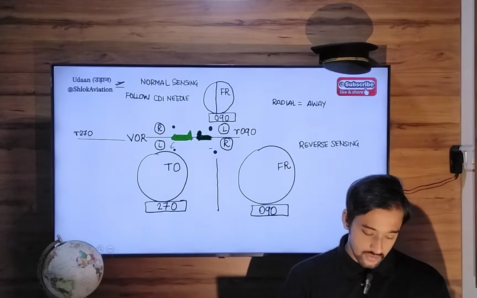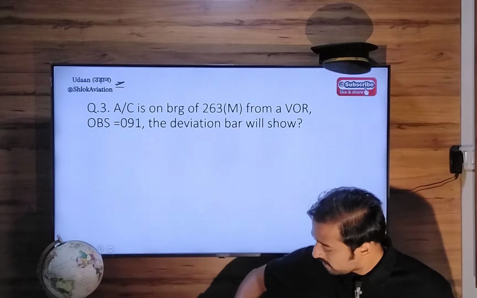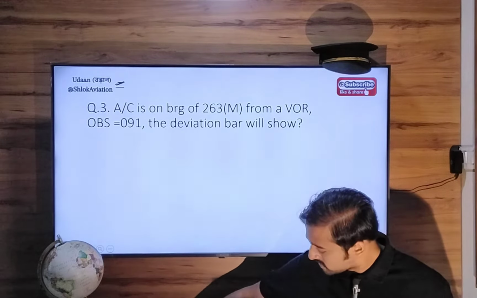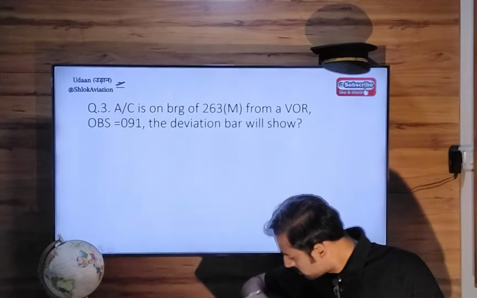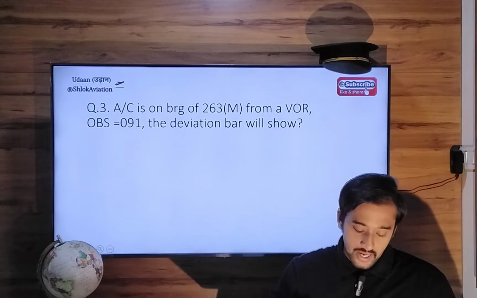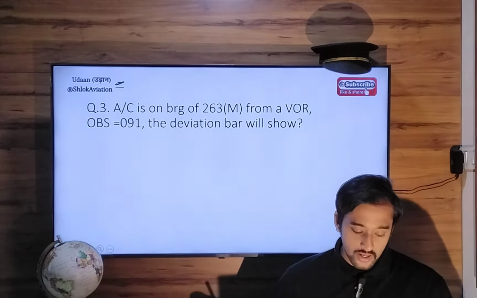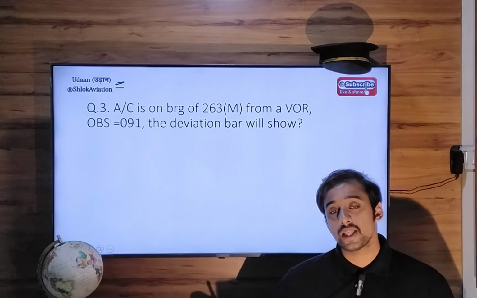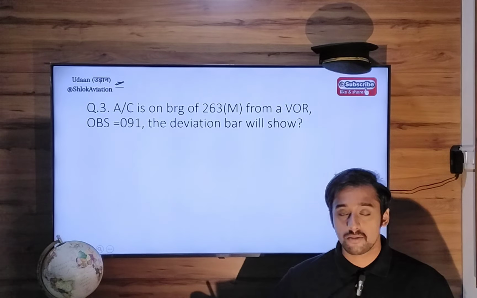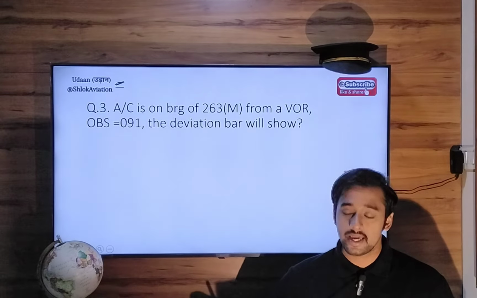Question 3. Let's go to question 3. Question 3 states that your aircraft is on a bearing of 263 from a VOR. The OBS is 091. What will the deviation bar show? That means, what will the CDI needle indicate?